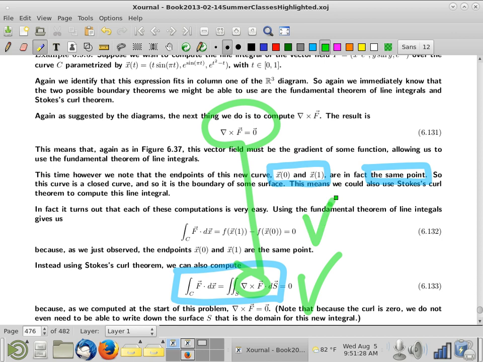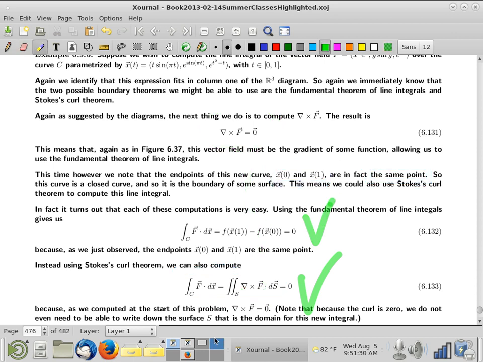So you get the same answer whichever way you do it, whether you use the fundamental theorem of line integrals or whether you use Stokes' curl theorem. You get 0 either way.